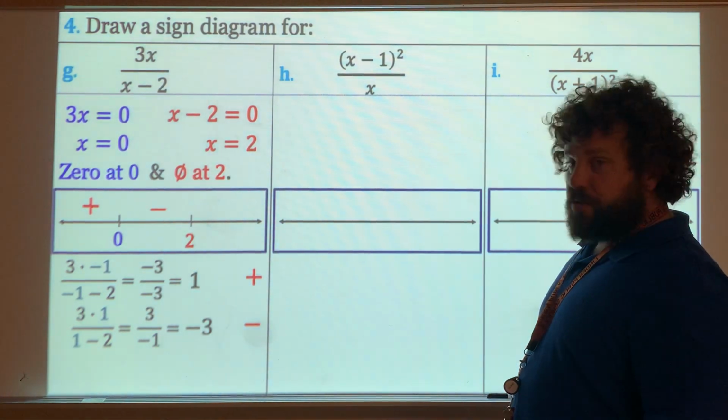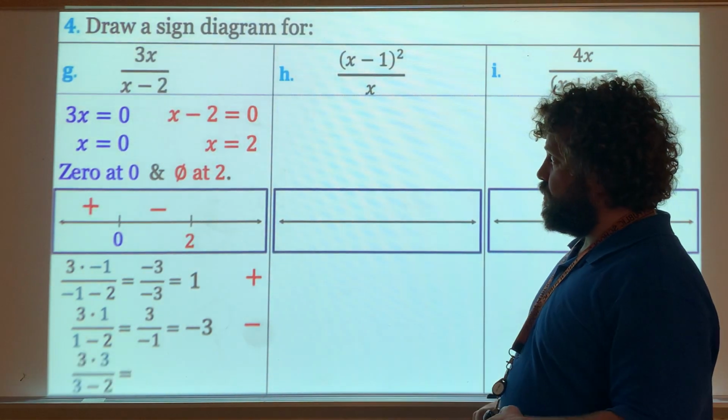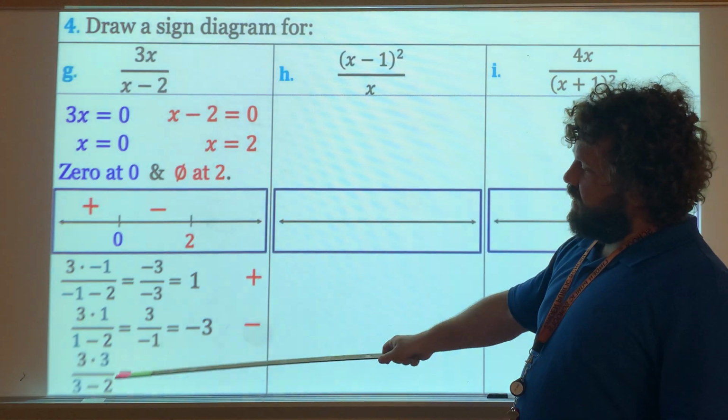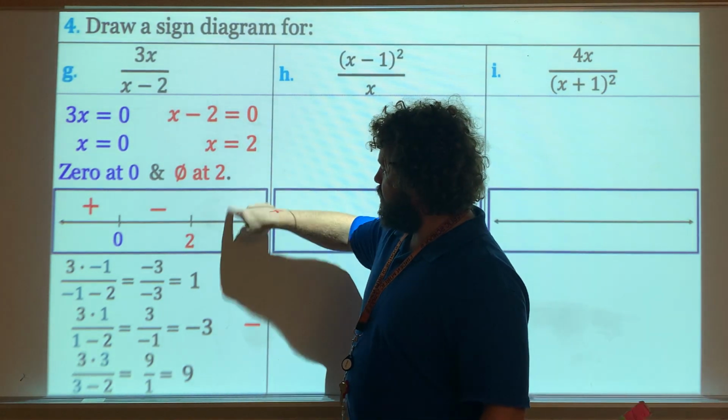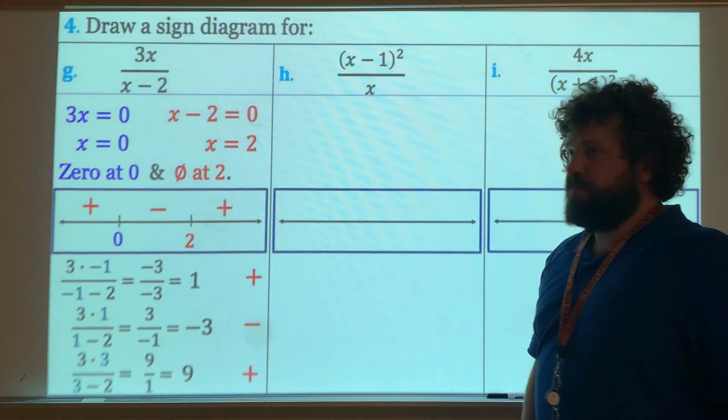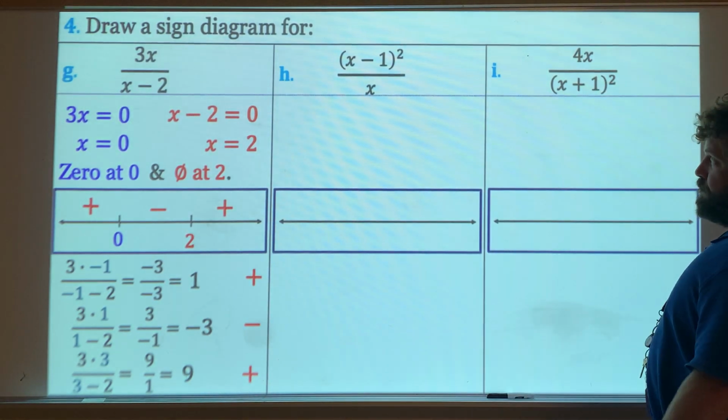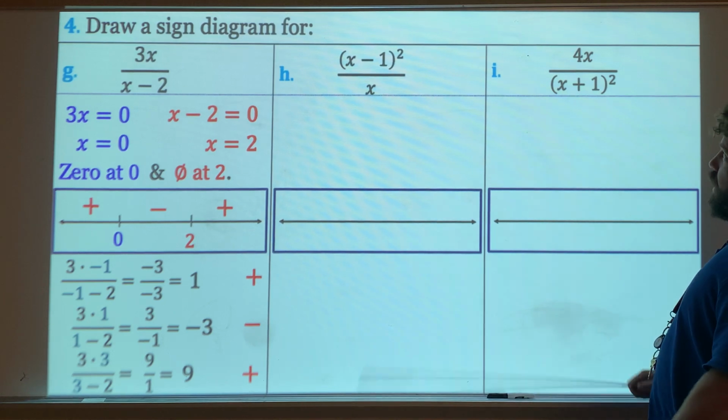Number greater than 2, 3. 3 times 3 is 9. 9 divided by 1 is 9. 9 happens to be a positive number. Okay.